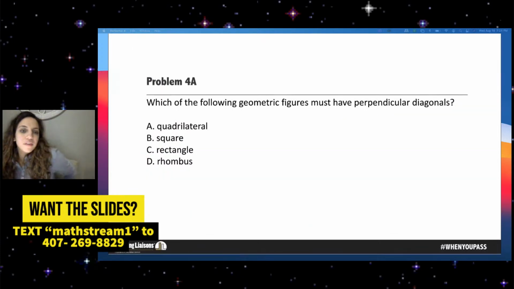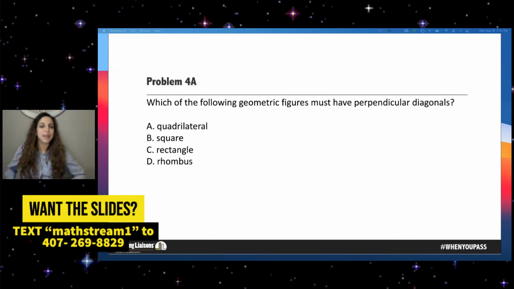All right, I have a 4A, a 4B, and a 4C coming up because I really wanted to hone in on geometry vocabulary today because it's so important for our GK, Praxis Core, K through 6, middle school, and high school. Because if you don't understand the GK or the geometry vocabulary, then it's going to be really hard to solve multi-step problems that involve geometry.